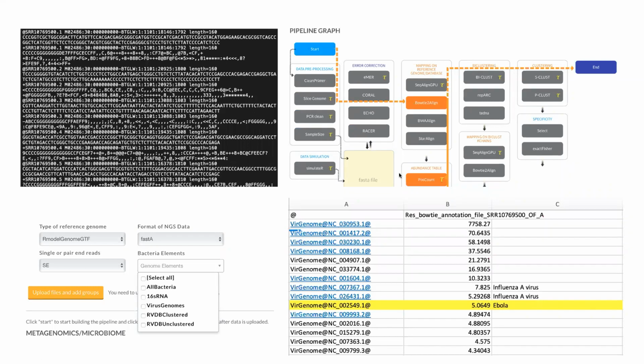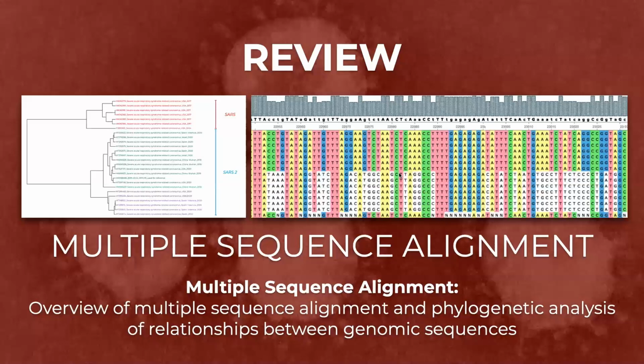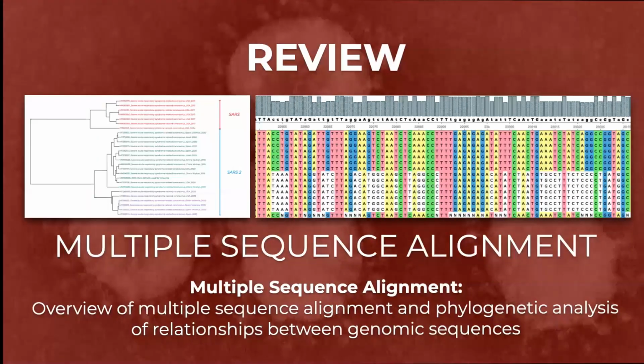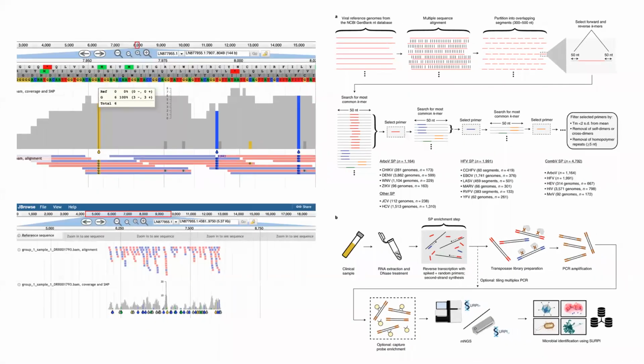We then continued to talk about multiple sequence alignment. So last time in the session, what we did was we talked about phylogenetic analysis. And that analysis could be done on either FASTA files of assembled genomes, or it could be done with SRA files, which are sequence read archives.